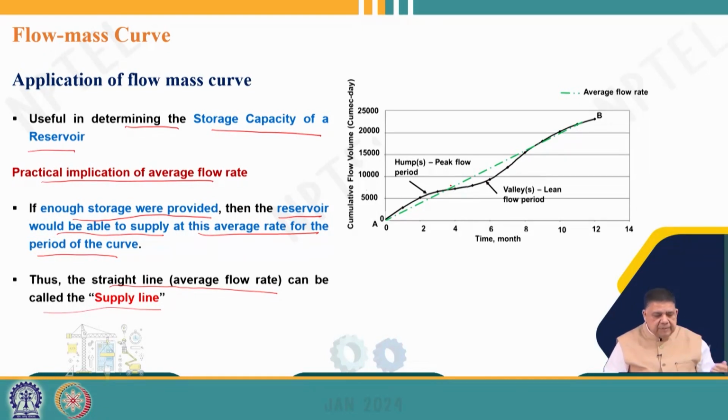So, basically we can decide on the storage capacity. If we are interested in supplying at a particular rate over a given period of time, then obviously we can find out using the flow duration curve what should be the storage capacity in order to be able to supply that, and we will see that in next slides.